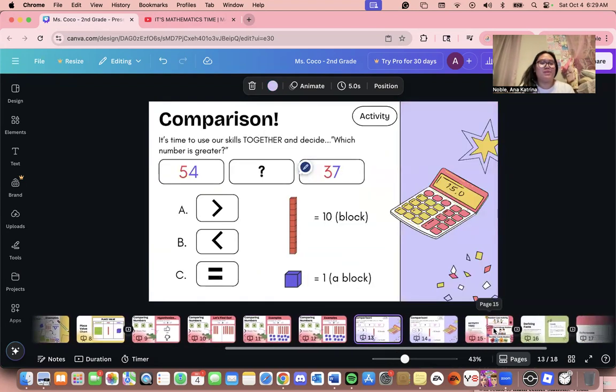We're going to do one more comparison. I need you guys to do this with a thumbs up or thumbs down on your chest, using your 10 blocks and your ones block, and your hundreds block, which in this case you don't need. You only need your tens and your ones. Which one do you guys think? A, B, or C. Show 1 to 3 hands.